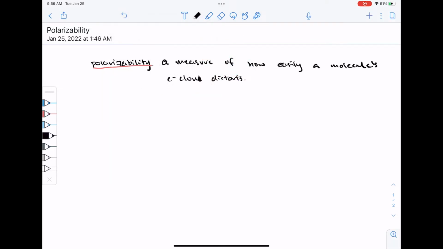Now, before we jump into the more concrete definitions, let's first talk about why polarizability is important. So why is polarizability important?